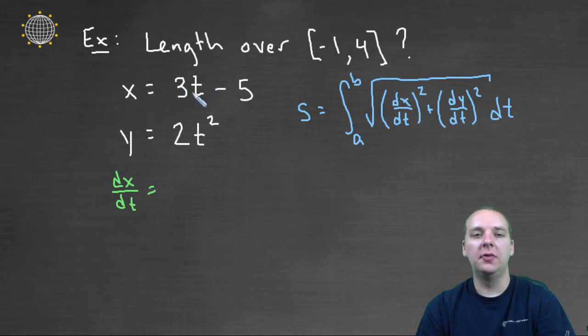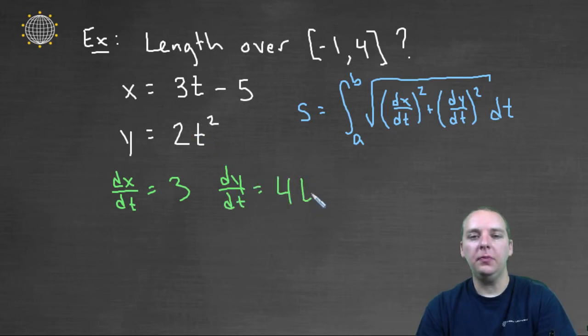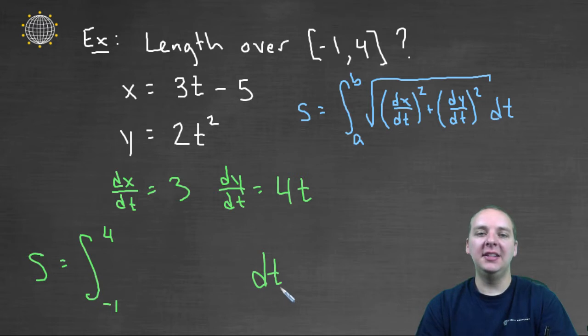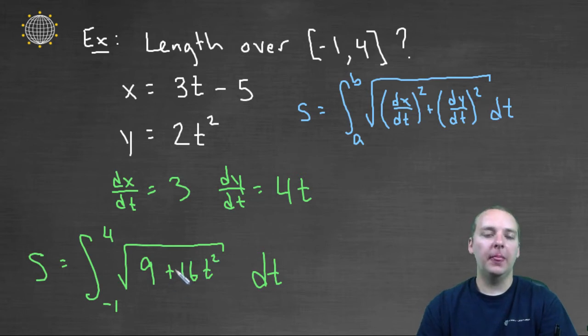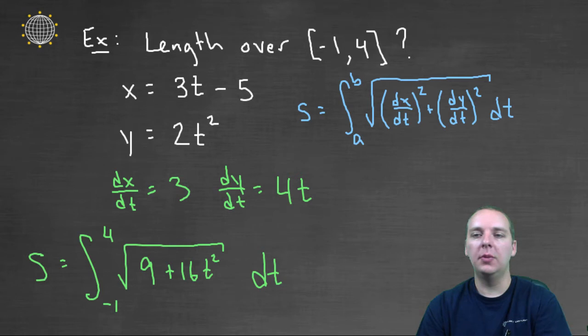dx/dt, the derivative of x with respect to t, would be 3, and dy/dt would be 4t. So our arc length will be the integral from -1 to 4, and that's where t is ranging. That's why it ends in a dt. T ranges from -1 to 4 of the square root of dx/dt squared, so that would be 9, plus dy/dt squared, which would be 16t squared.